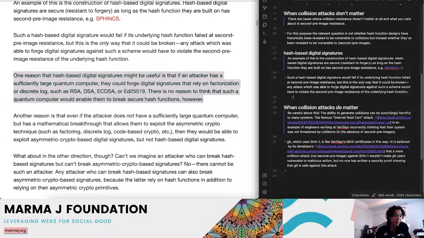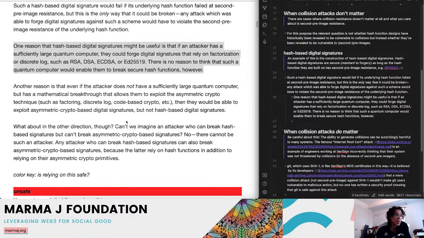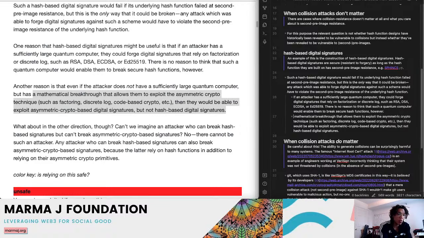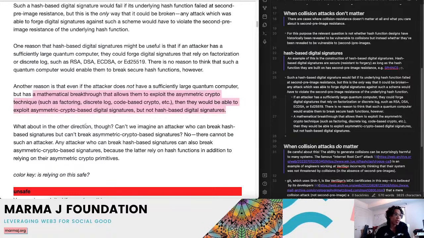So, I mean, this part was simple enough. Even if you have a mathematical breakthrough, you'd be able to do this, but not that. So if an attacker has a quantum computer, or if an attacker has a mathematical breakthrough, two different things they can do, but they still won't be able to break the actual hash. And then they're just trying to make it very clear. What about in the other direction? Can't we imagine an attacker who can break the hash-based signature, but can't break asymmetric crypto? And they're saying no. If you can break the hash, you can also break asymmetric crypto, because asymmetric crypto relies on the hash. And so you broke the hash, you broke the crypto.